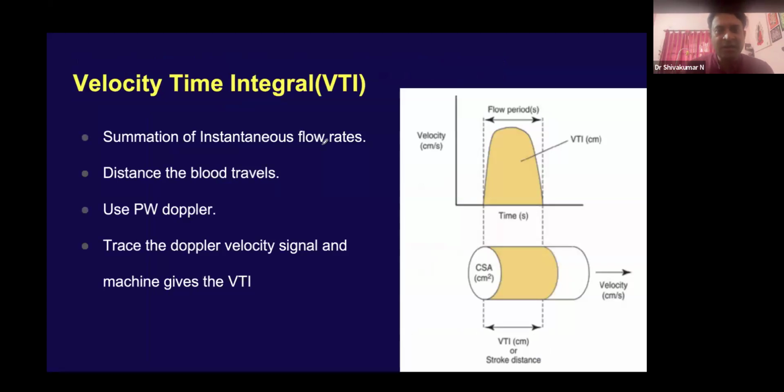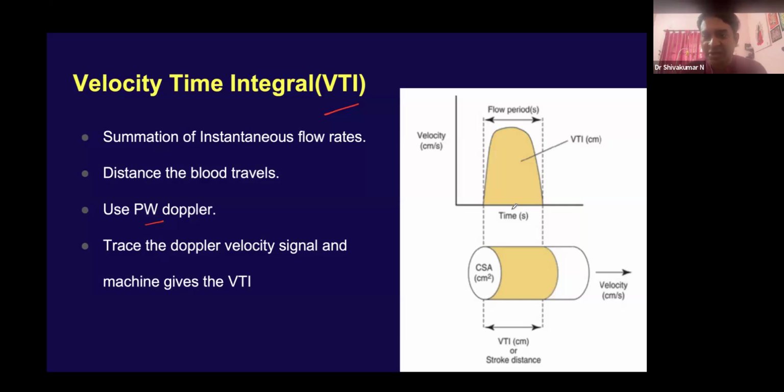So the first measurement is the measurement of velocity time integral. Velocity time integral is nothing but the summation of instantaneous flow rates across a particular area where it is measured. So it is actually the distance that the blood travels in a particular time, and we use pulse wave Doppler for its measurement. We trace the Doppler velocity signal, and the machine will give you a VTI number.